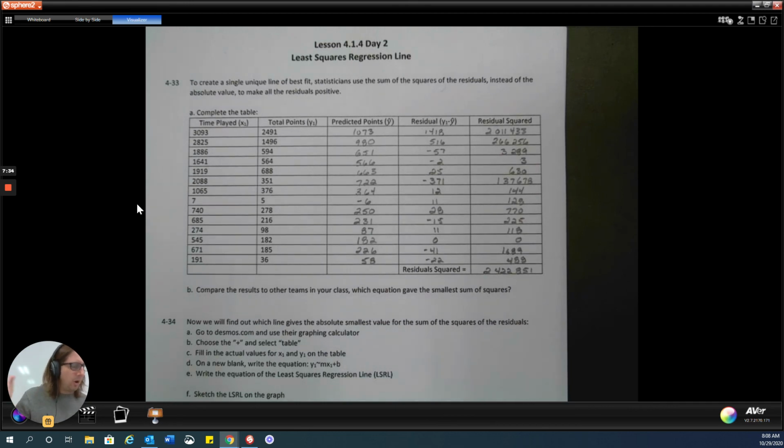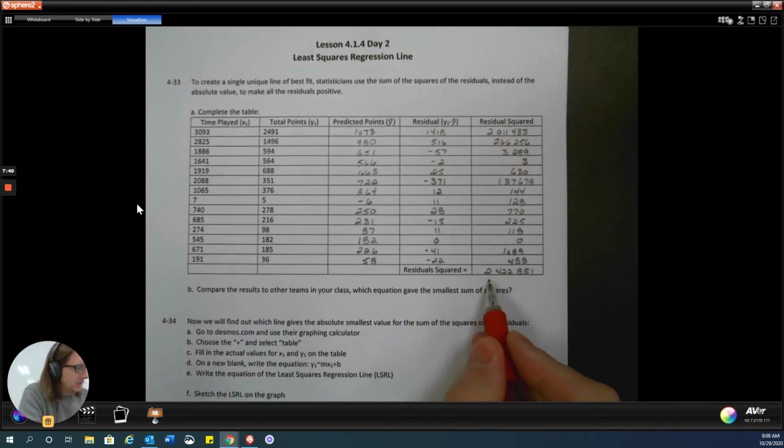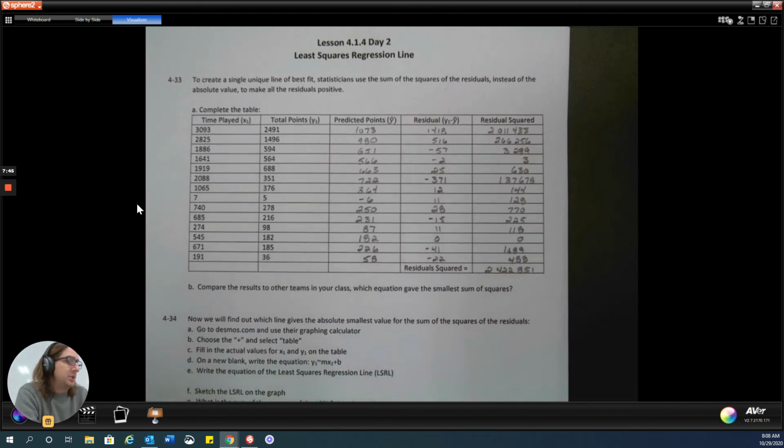So these are all working. I tested it out, so I know that it's pretty close. So anyways, I get a sum of squared residuals of 2,422,851. So check out yours. Did you get a smaller sum of your residuals? Was yours smaller or was it bigger? The line with the smallest sum of squared residuals is the best line that we've come up with.